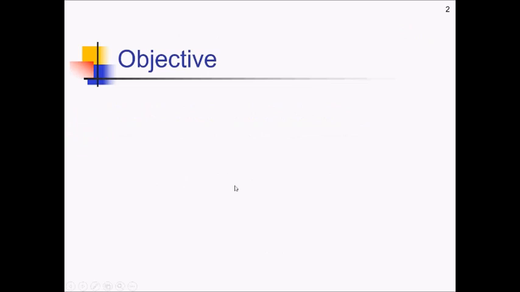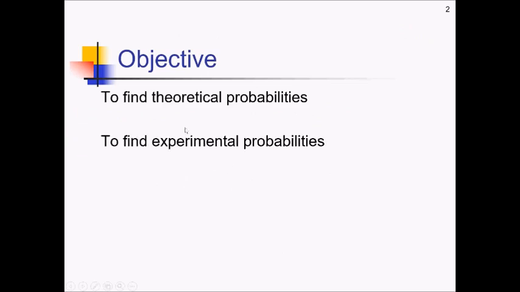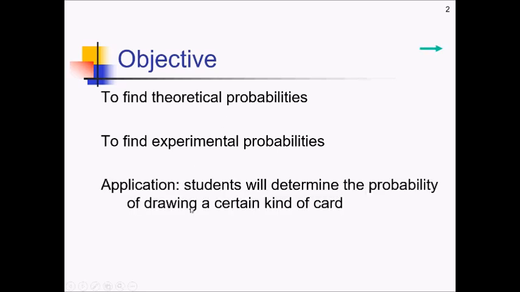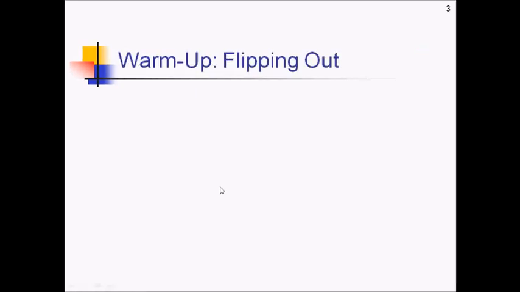In this one, we're going to be studying theoretical probabilities, but we're also going to throw in experimental probabilities. And we'll use the theoretical piece of this, at least, to figure out the probability of drawing a certain kind of card, although pretty much every problem here is a real-life application sort of problem. To start this lesson off, we're going to do an interesting warm-up here.